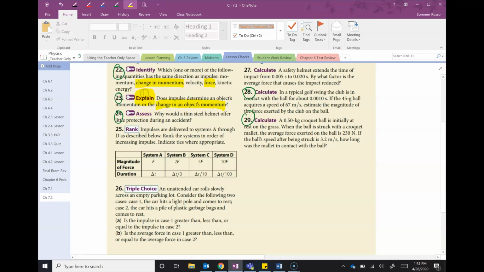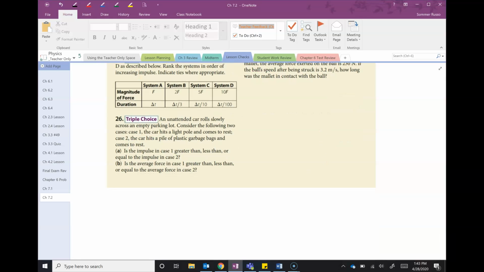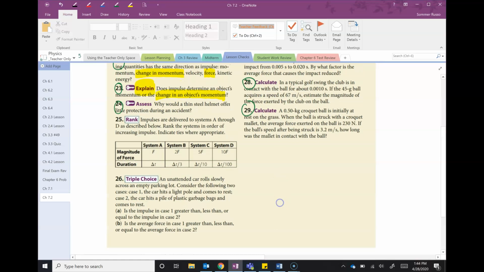Notice that this says explain, so let's talk about it. We talked about the fact that impulse, by definition, is equal to force times time interval, or a change in momentum. So the momentum of our object is changing as a result of an impulse. This impulse is caused by a force being applied for some particular amount of time. All right? So if we have no change in momentum, if our final momentum is equal to our initial momentum, then change in P is equal to 0. Then impulse has to also equal 0. So impulse is looking at a change in object's momentum. If there's no change, there's no impulse.